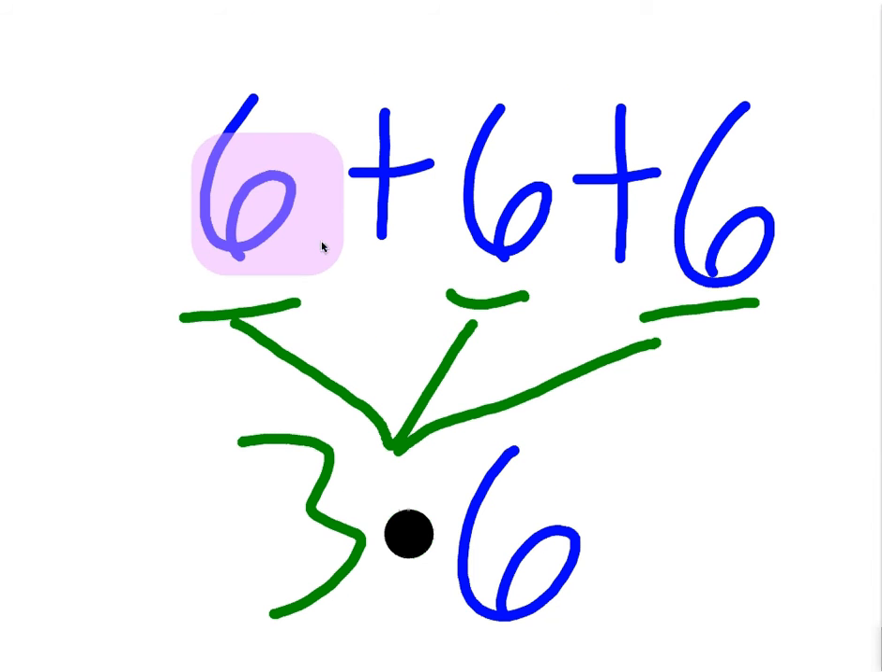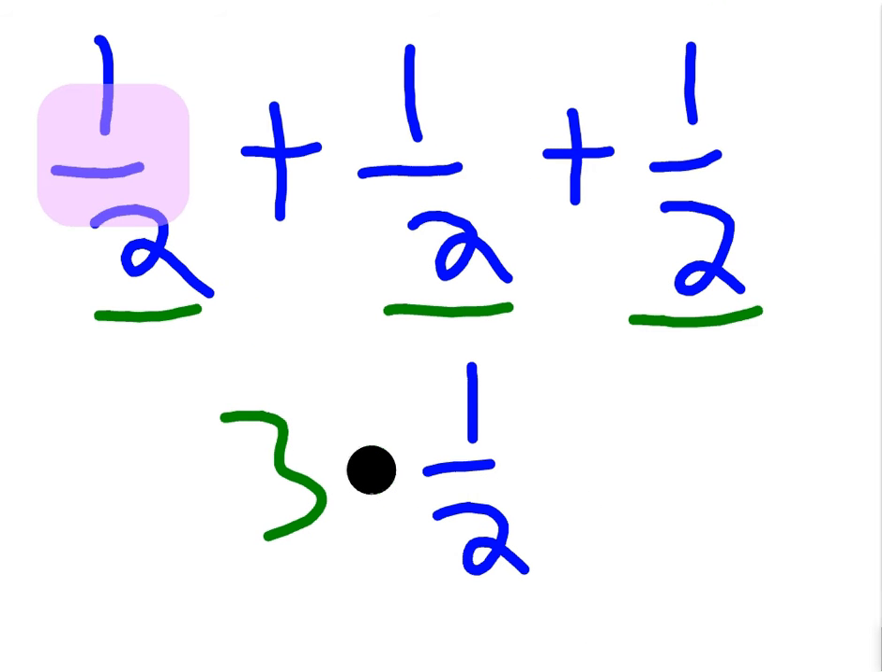Okay, so let's look at three numbers. If we have 6 plus 6 plus 6, since it's being added 3 times, we could change it to 3 times 6. Remember, multiplication is just multiple addition. Sometimes I wonder why they didn't just call it multiple addition or something. Anyway, it's called multiplication. If we added 1/2 3 times, that's the same as multiplying 3 times 1/2.